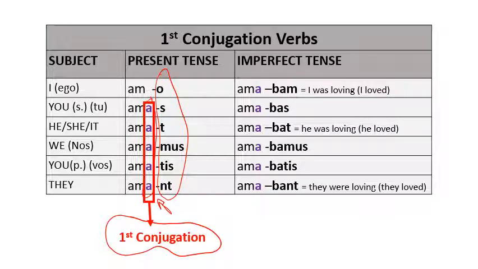So the verb amo goes amo, amas, amat, amamus, amatis, amant in the present tense, which is happening now. So amo means I love or I'm loving, amas, you love, and so on. And in the imperfect tense, which refers to the past, we have amabam, amabas, amabat, amabamus, amabatis, amabant. Amabam means I was loving or I loved. Amabas, you were loving or you loved, and so on. As you see, in the imperfect tense, we have again the magic letter A before the ending.